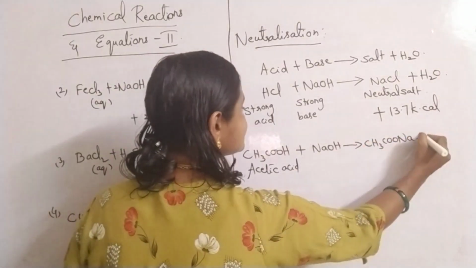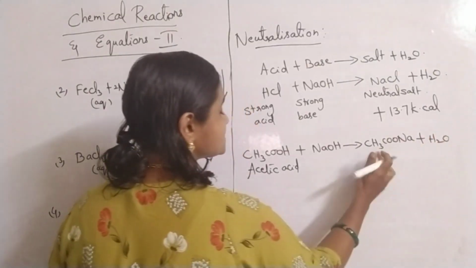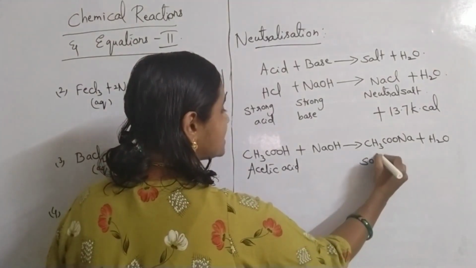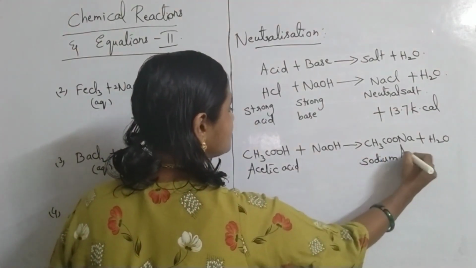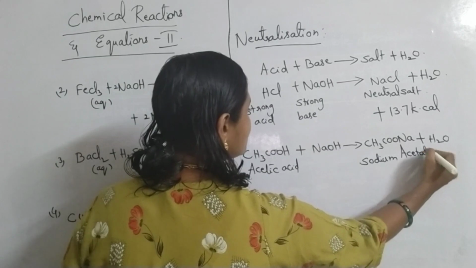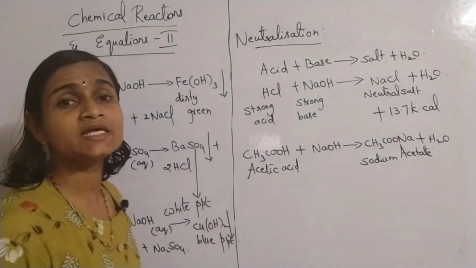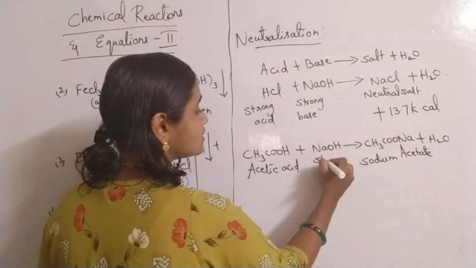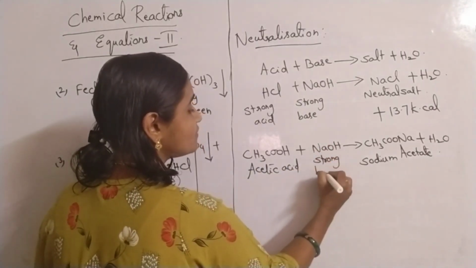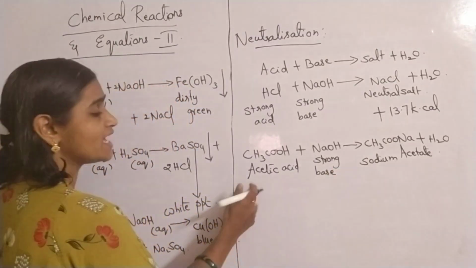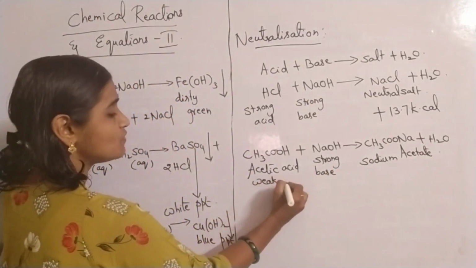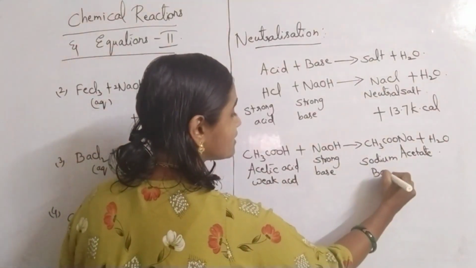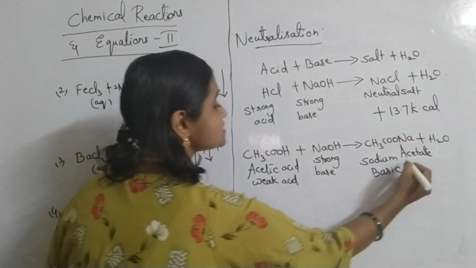CH3COONa plus H2O. What is this substance which is so formed? Salt. It is sodium acetate. Sodium acetate is formed by acetic acid and NaOH. Here the base is strong, the acid is weak. So if you take a strong base and a weak acid, then the so formed salt is considered to be a basic salt. Sodium acetate is a basic salt.